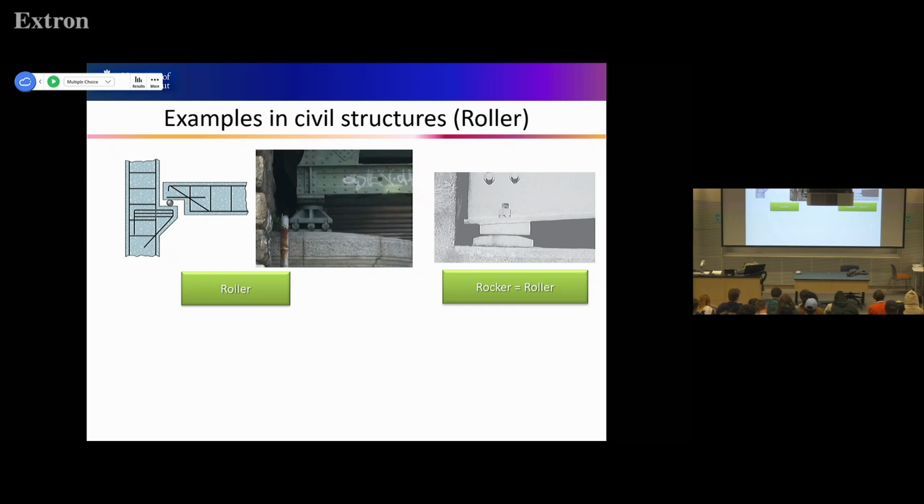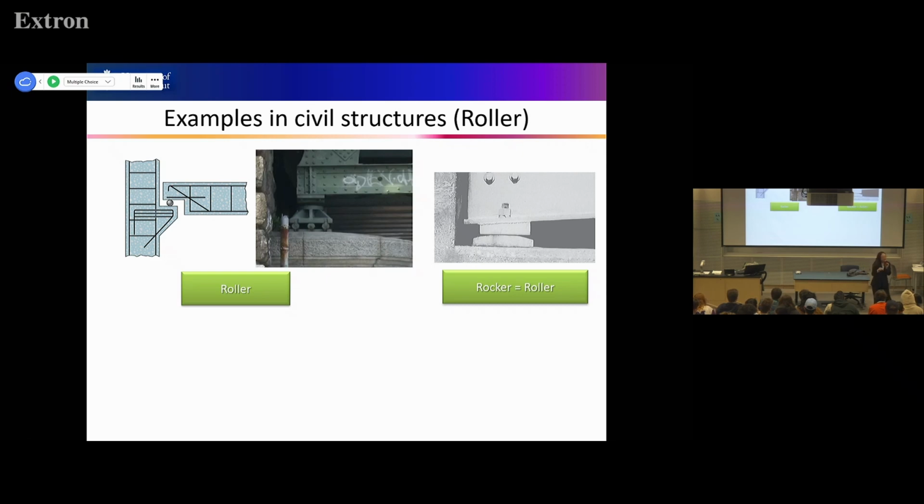Okay, so let's think about the roller's motion. Can this point move in x direction like this? Yes. So no reaction in this direction. What about this upward? No, right? So reaction in this direction. And then what about rotation?